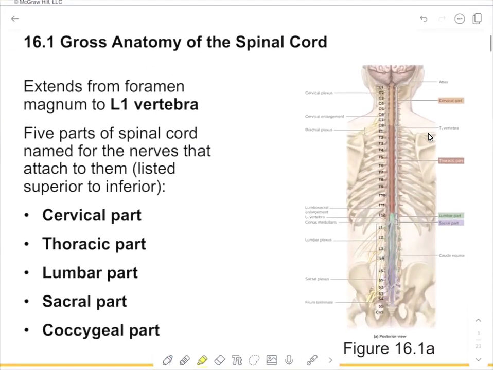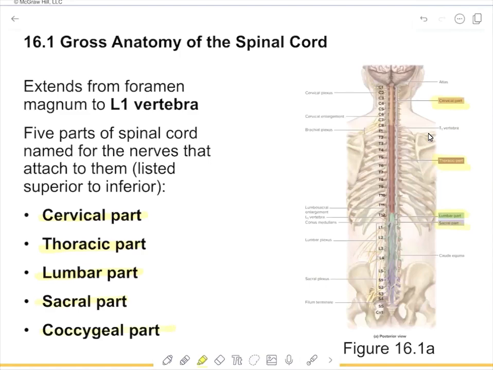The gross anatomy of the spinal cord begins with the beginning of it, just inferior to the medulla oblongata, the most inferior portion of the brainstem. And it then extends from that point in an inferior direction and has five specific parts, beginning with the cervical part, then the thoracic part, the lumbar part, the sacral part, and then finally the coccygeal part.